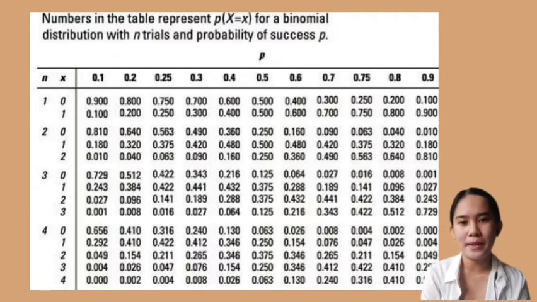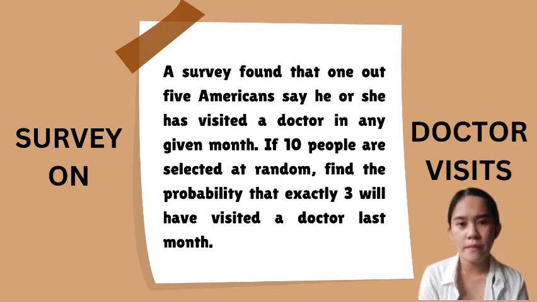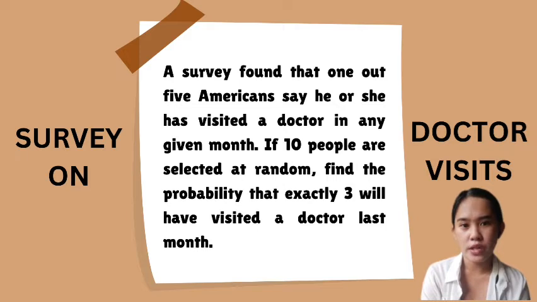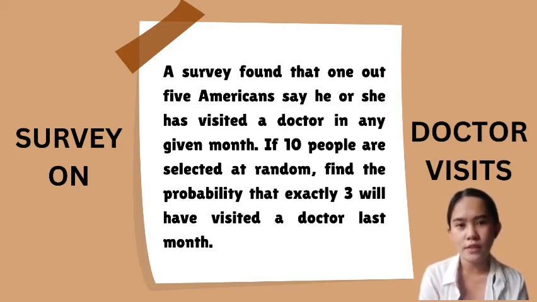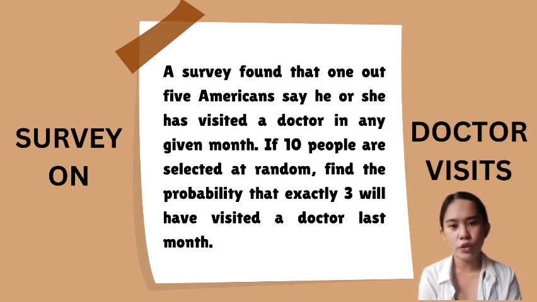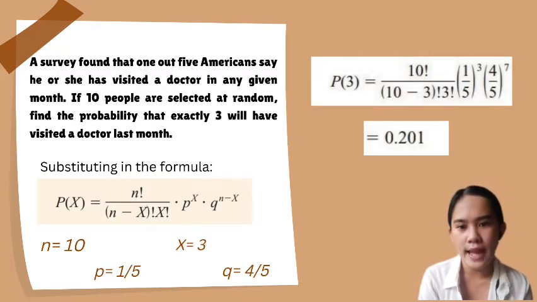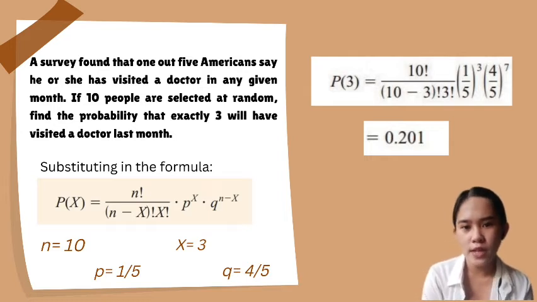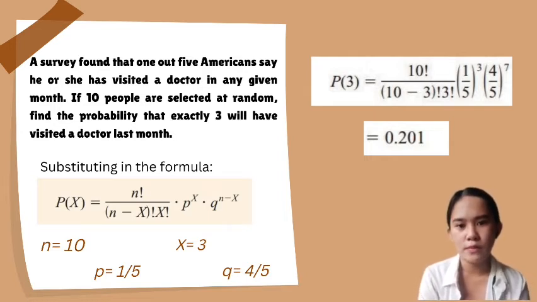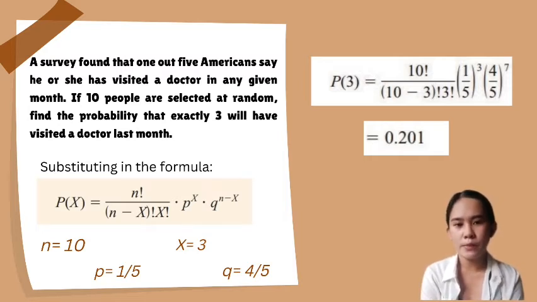Okay, next example. Survey on doctor visits. A survey found that 1 out of 5 Americans say he or she has visited a doctor in any given month. If 10 people are selected at random, find the probability that exactly 3 will have visited a doctor last month. So, our solution. Let us substitute n = 10, p = 1/5, x = 3, and q = 4/5. So, substituting in the formula, we will arrive with the answer, decimal 0.201.